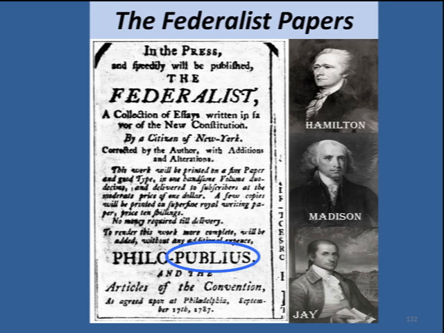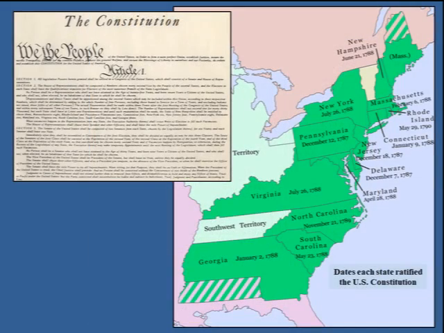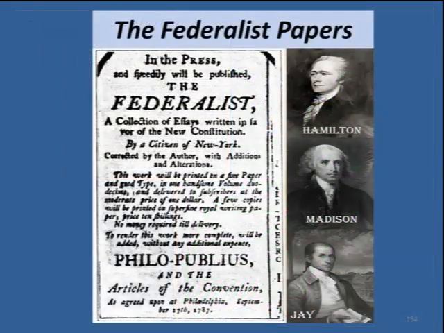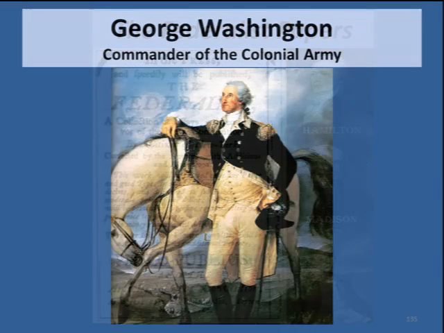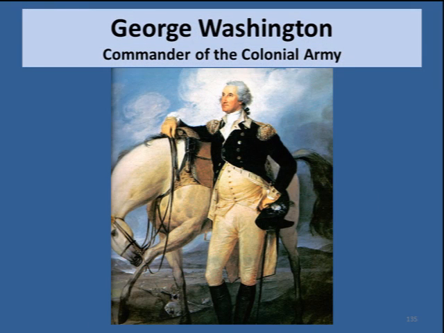In the end, all 13 states voted for the new Constitution. It is unclear how much influence the Federalist Papers had on New York or other states, but the essays are still read today for their clear explanation of the Constitution. Once the new Constitution was accepted, a president had to be chosen.